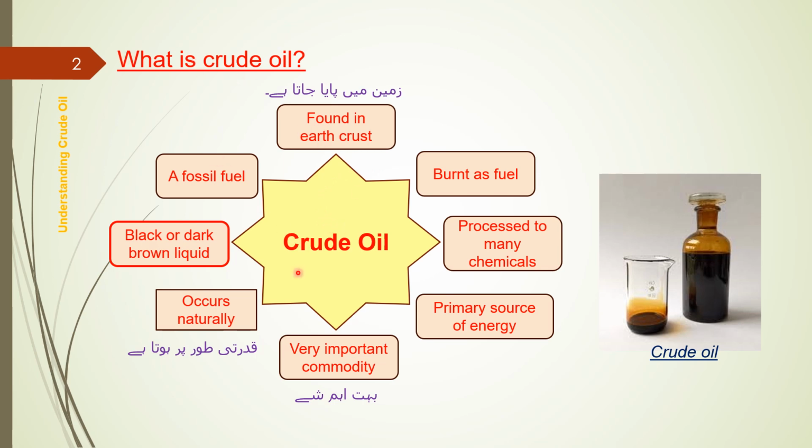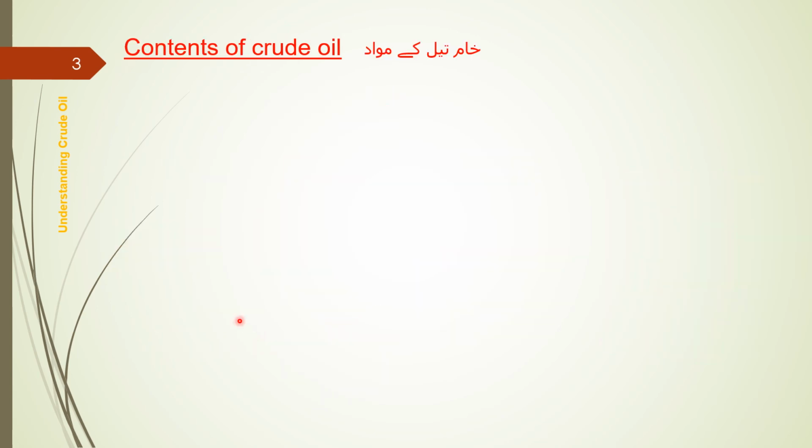What is crude oil? Crude oil is a black or dark brown liquid, which is shown here. It's a fossil fuel. It is found in the earth's crust. It is burnt as fuel. It is processed into many chemicals. It's a primary source of energy. It's a very important commodity and it occurs naturally.